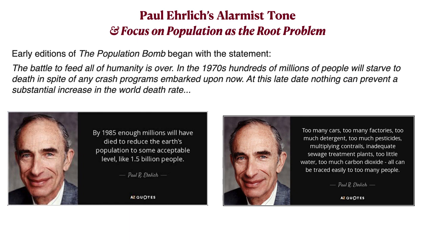And it wasn't just people. He also argued that too many cars, too many factories, too much detergent, too much pesticides, multiplying contrails, inadequate sewage treatment plants, too little water, too much carbon dioxide. All these are problems that all can be traced easily to too many people. Well, of course, there are many reasons for those, and it is important to note that most of those issues have seen significant improvement since 1968, despite increasing population.